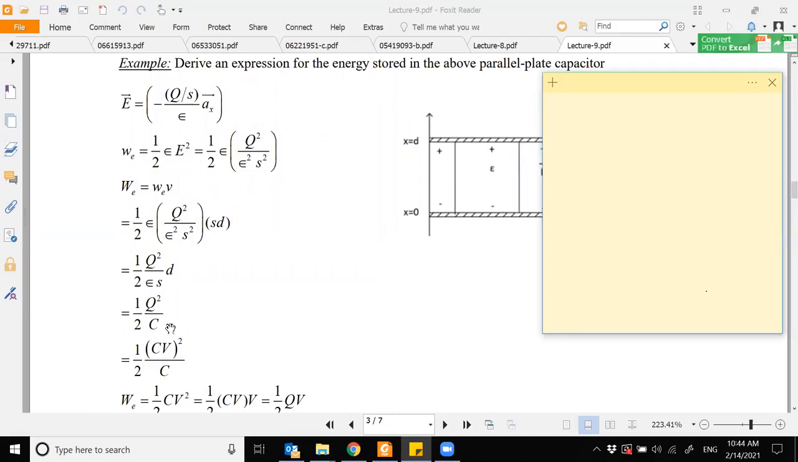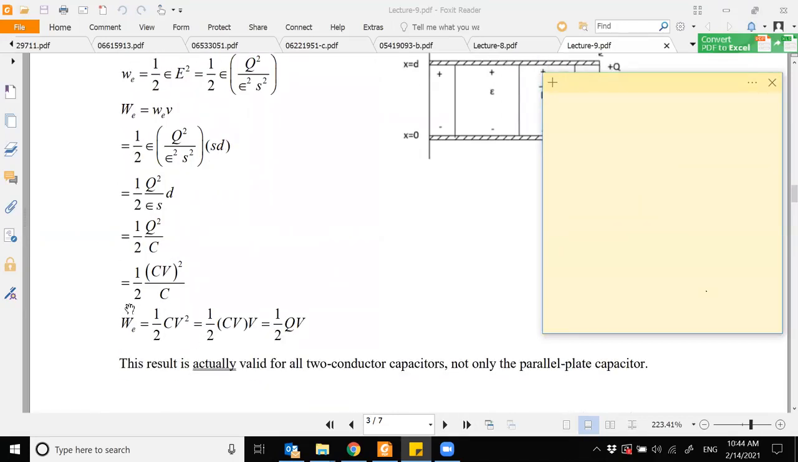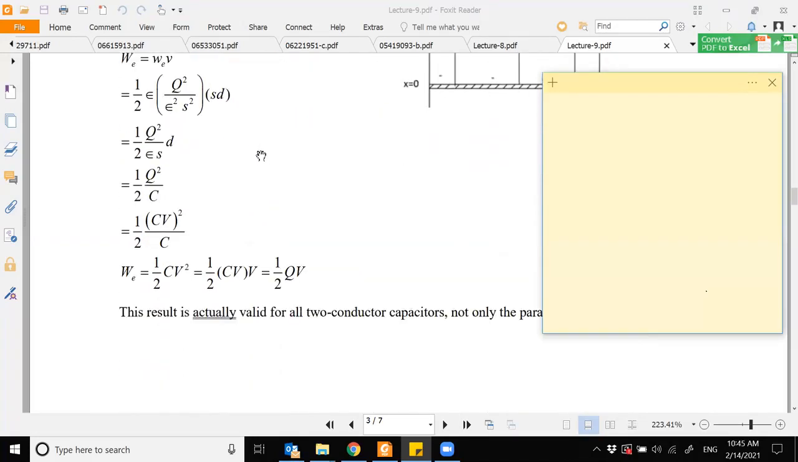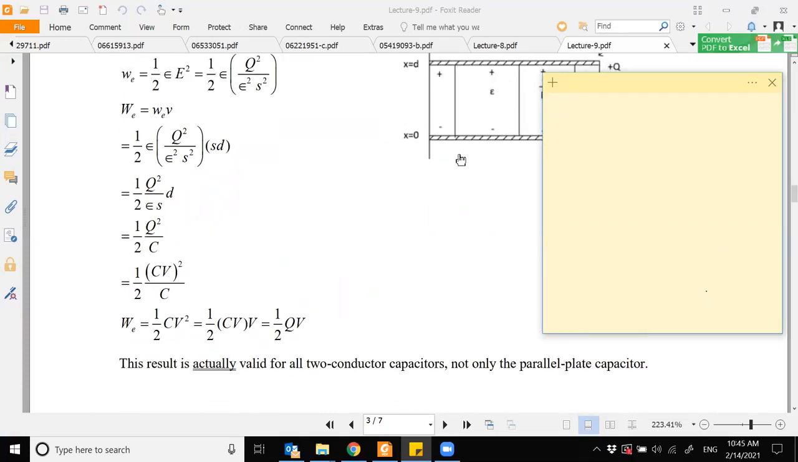Now, when you simplify this, you will see that the energy stored in a capacitor comes out as half CV square, which is the same as the one we have been using in our previous courses. And in fact, this is not just valid for a parallel plate capacitor. This is valid for any shape capacitor; these expressions are valid.